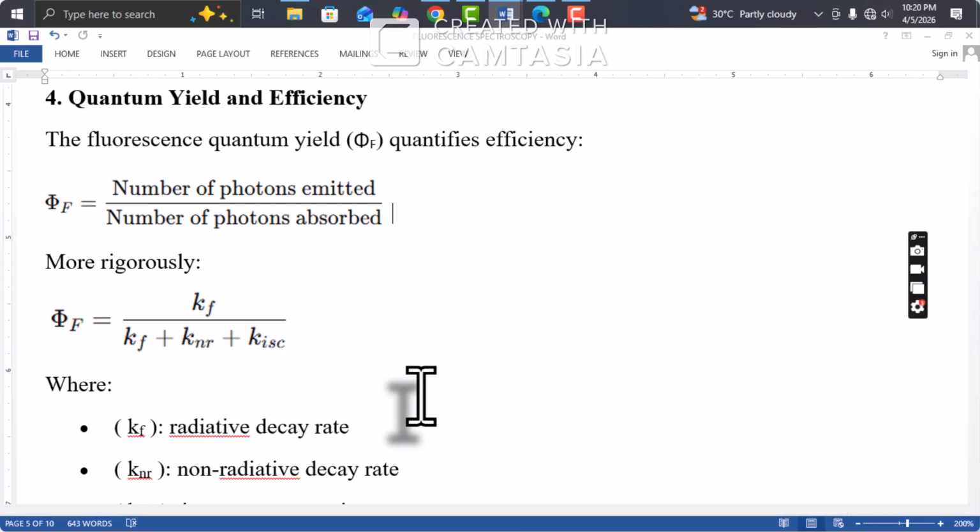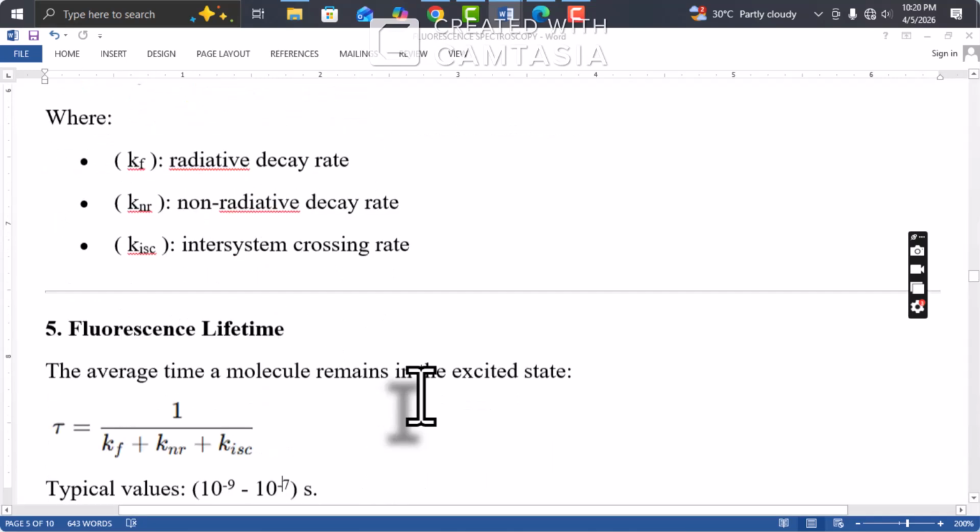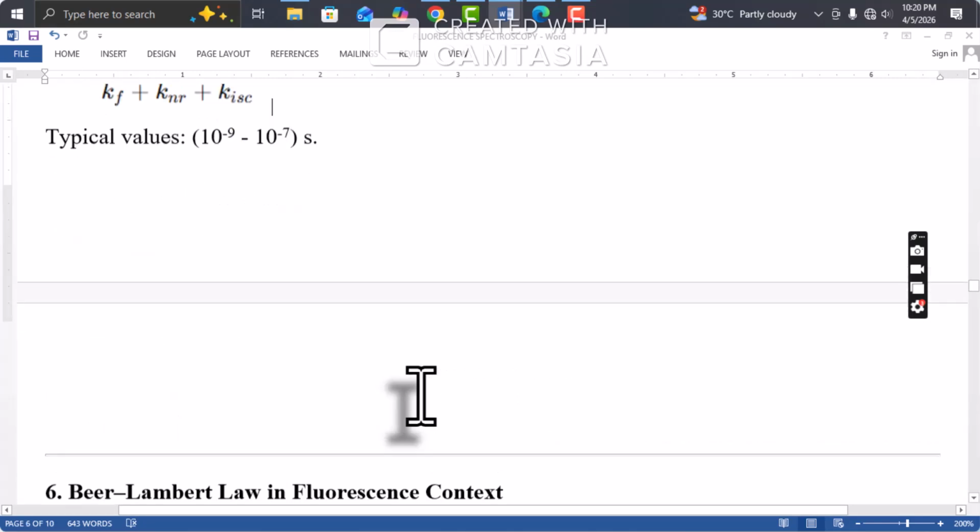Now to fluorescence lifetime. Fluorescence lifetime.